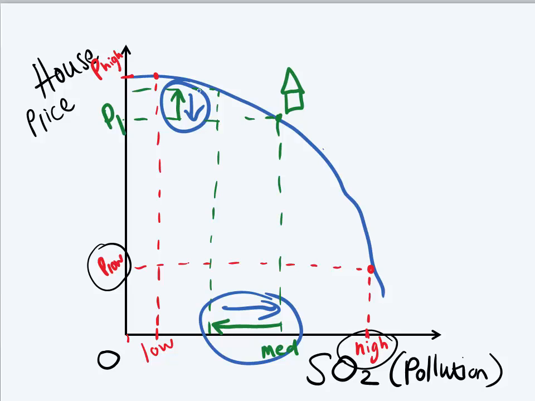You don't have to draw this graph every time you talk about house prices. I just want you to explain it, but you have to draw it when I explicitly ask you to draw a graph showing the relationship between house prices and pollution.